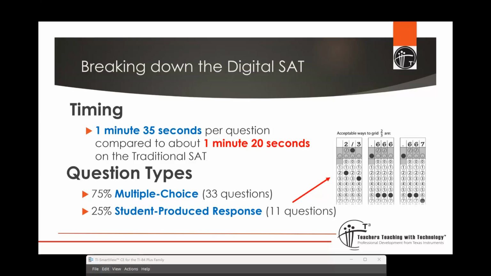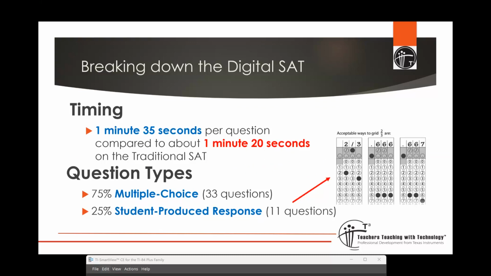And so that's 33 of the 44 total questions. And then 25% are what we call student produced response, where they have to grid in their answers. And to the right, there is just kind of the generic way they show you how you can grid in a number like 2/3. And so there is a little bit of difference to that.